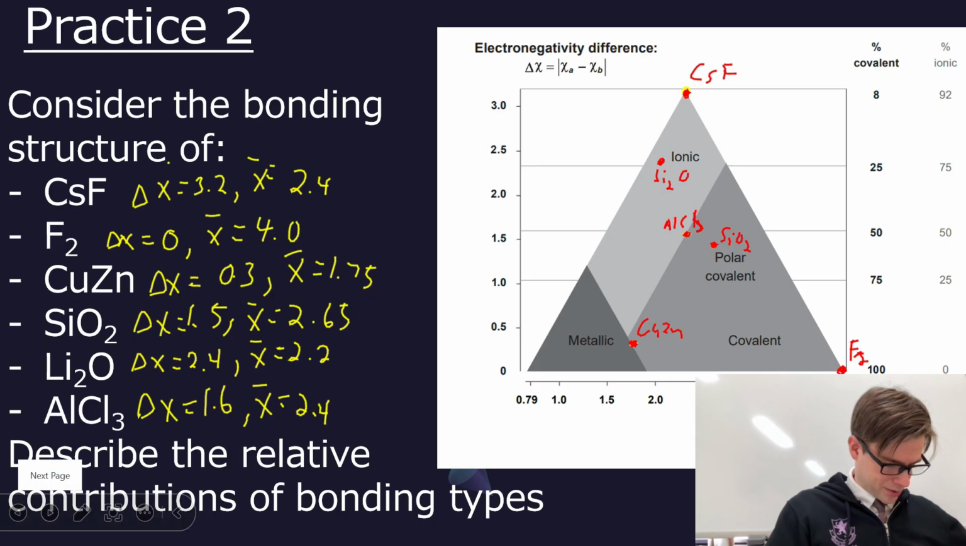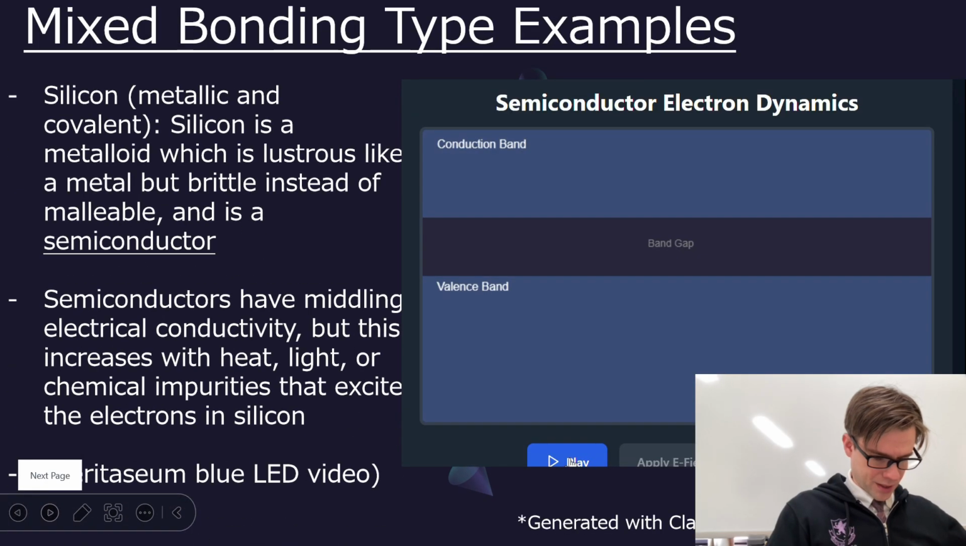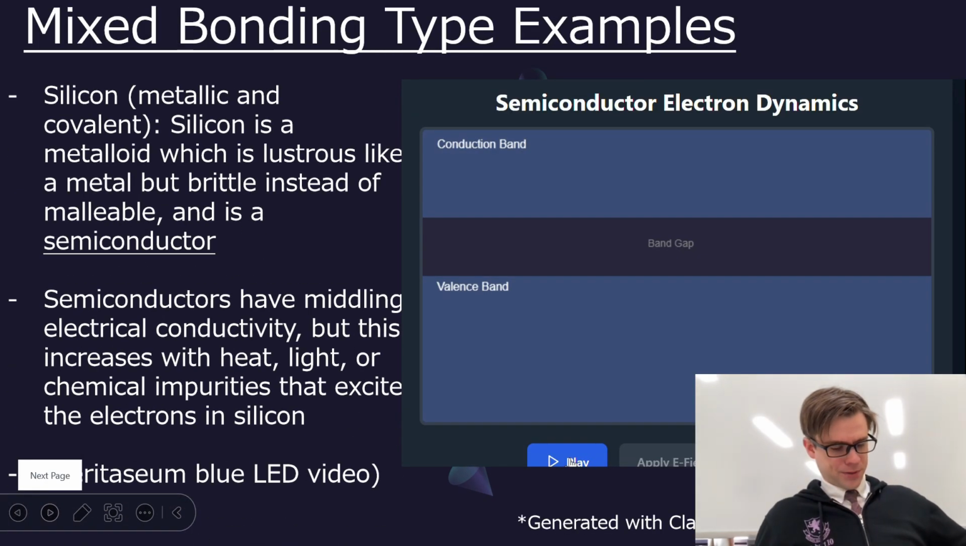Okay, lots of good practice. Let's move on. So let's look at some mixed bonding type examples. Silicon is a good example. It's metallic and covalent. It's in the middle of that bottom line spectrum. So silicon is a metalloid, which is lustrous like a metal, but brittle instead of malleable.